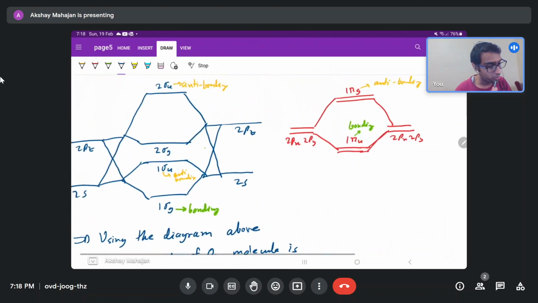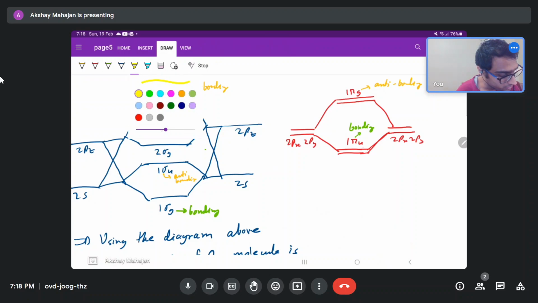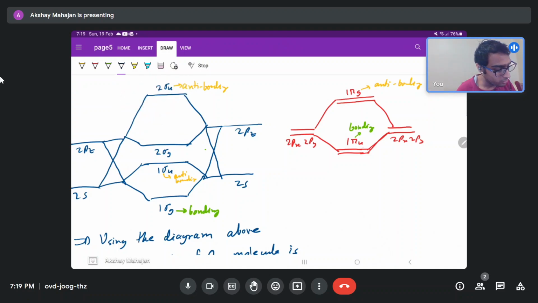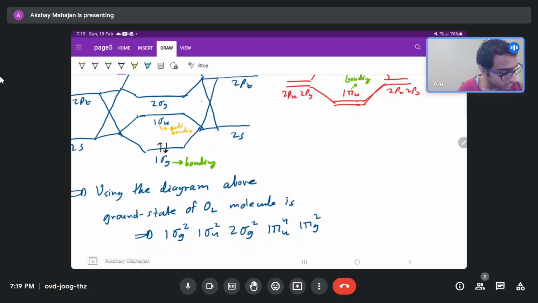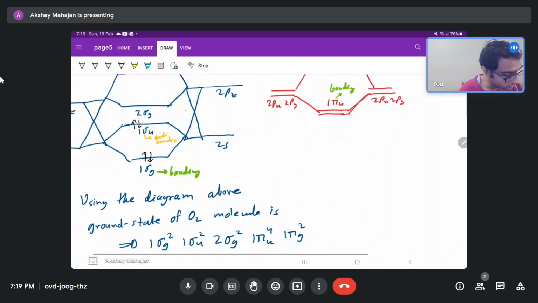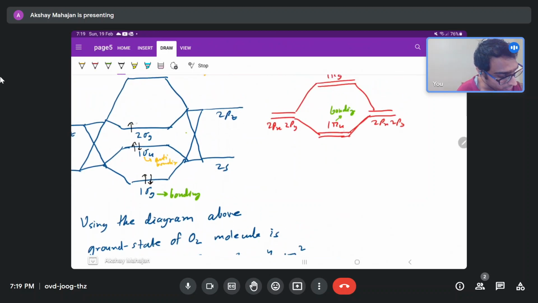So for the O2 molecule, if I have to write how this O2 molecule looks like, just give me a second. Alright, so for the O2 molecule, our electrons will go something like this. We have 2 electrons here, this is our lowest energy. Then comes a sigma u, so we will put 2 electrons here. Then the energy level is sigma g, so we will have 2 electrons here as well.